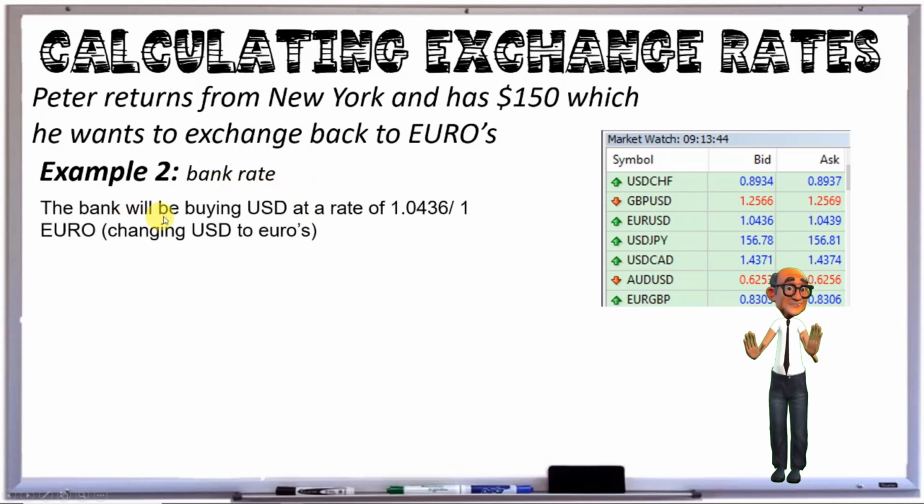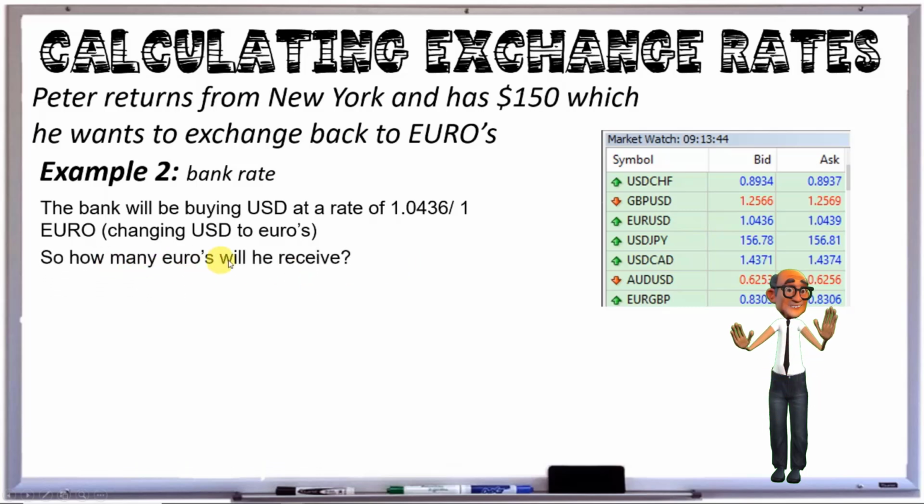The bank will be buying USD at a rate of 1.0436 for every euro, sorry, right? Anyhow, because it's buying it back, we're going to be using the bid rate. So this time, because we are going from dollar to euro, we are going to be dividing the amount of dollars you've got by the rate. Let's have a look at it.